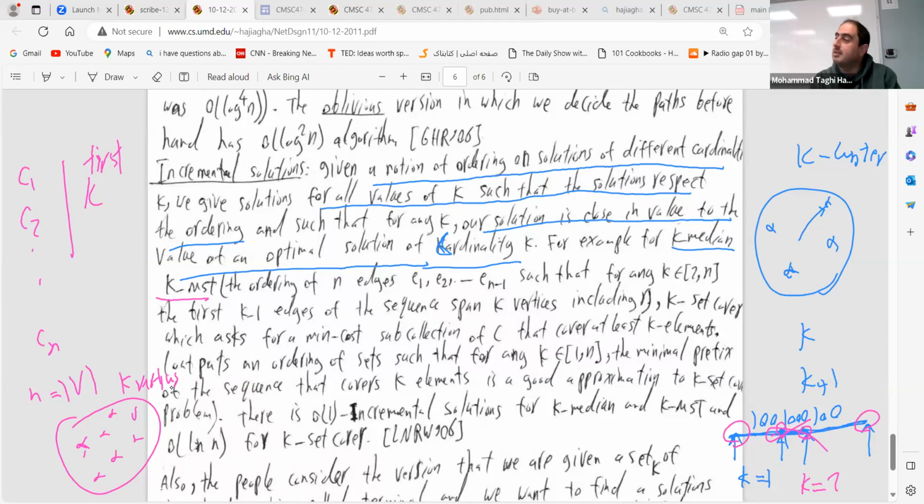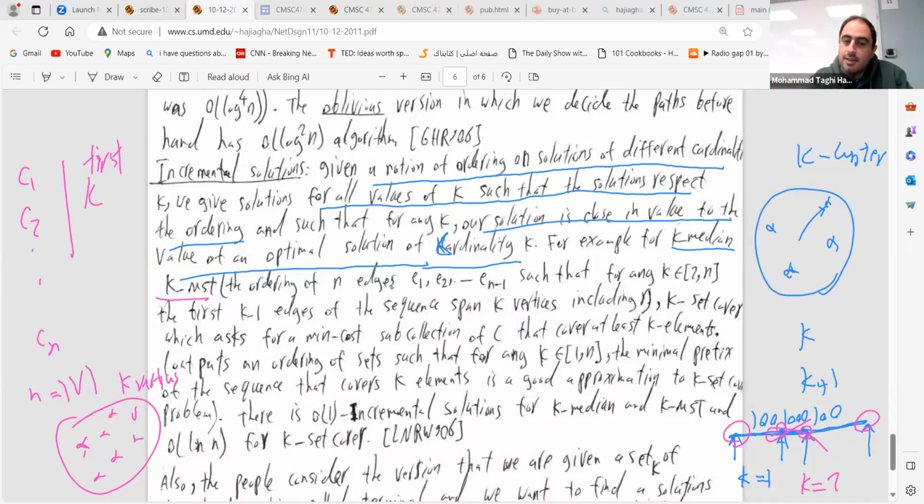For K-MST, the main goal is to essentially select k edges, or k minus 1 edges, so that you have k vertices. In the K-MST, it is like that, and the k is given to you. So for any k, I want to connect only k vertices.